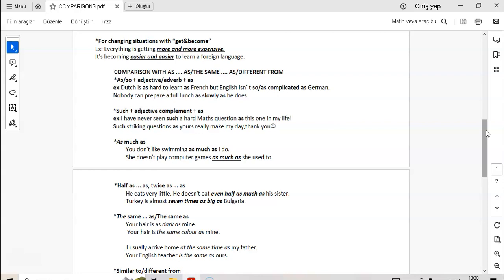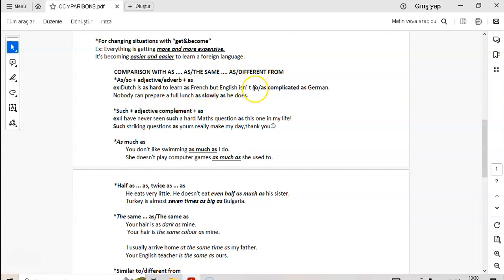And so if you think the two people, the two places, or the two things have the same features, you use the as plus adjective or adverb plus as structure. For example, you make a comparison between Dutch and French, and you say Dutch is as hard to learn as French. But English is not so complicated as German, or as complicated as German. Here, what you have to pay attention to is that after as comes the adjective or adverb without adding anything, and then comes as. In one part there is Dutch and in the other part there is French.